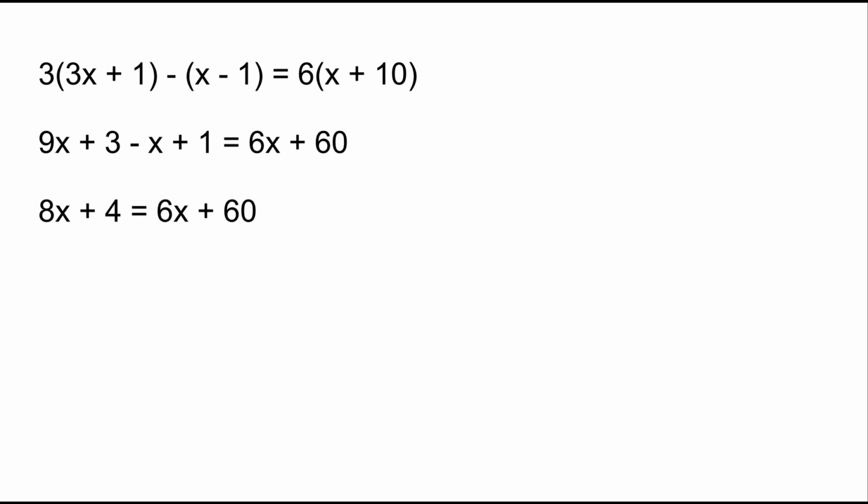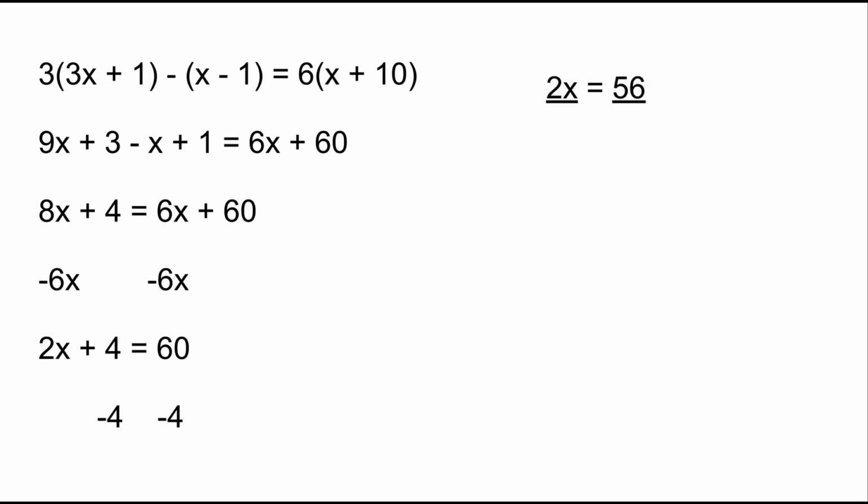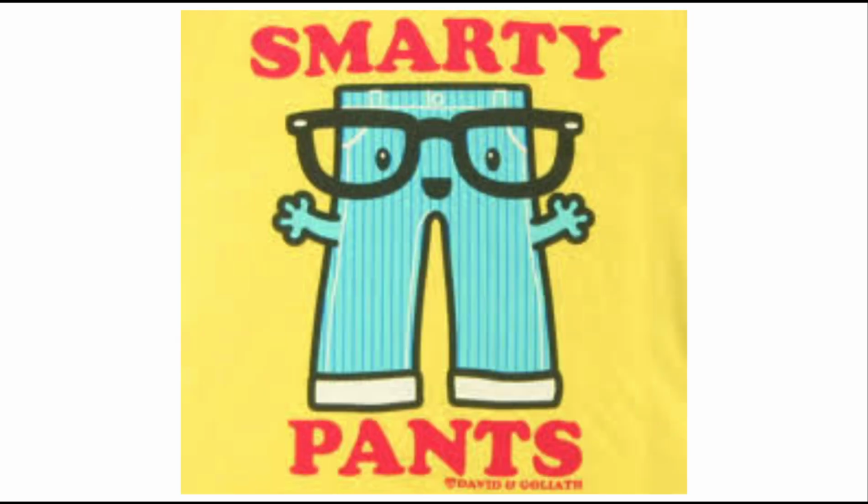6x plus 60. Let's combine our like terms. Let's move those variable sides over. So we have 8x minus 6x. We get 2x plus 4 equals 60. Let's subtract 4 from both sides, and we get 2x equals 56. Then divide by 2 on both sides. Oops, I skipped a little step on my work, but we should divide by 2 on both sides, and x equals 28. You are a smarty pants!